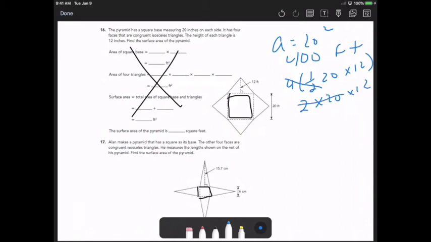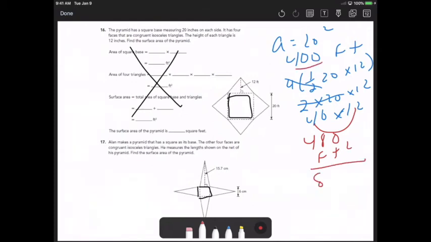2 times 20 is 40. 40 times 12. And this is how I do it quickly. 4 times 12 is 48. Add a 0 is 480 feet squared. So 480 plus 400 is 880 feet squared. Sorry. Okay, so that's number 16.